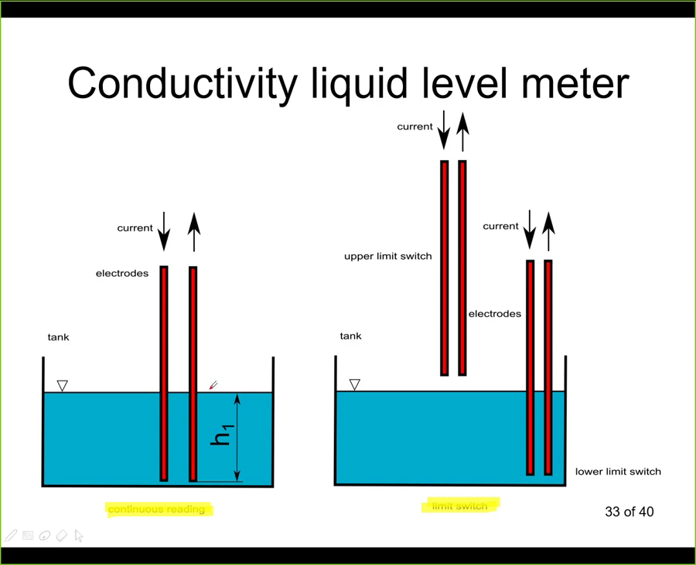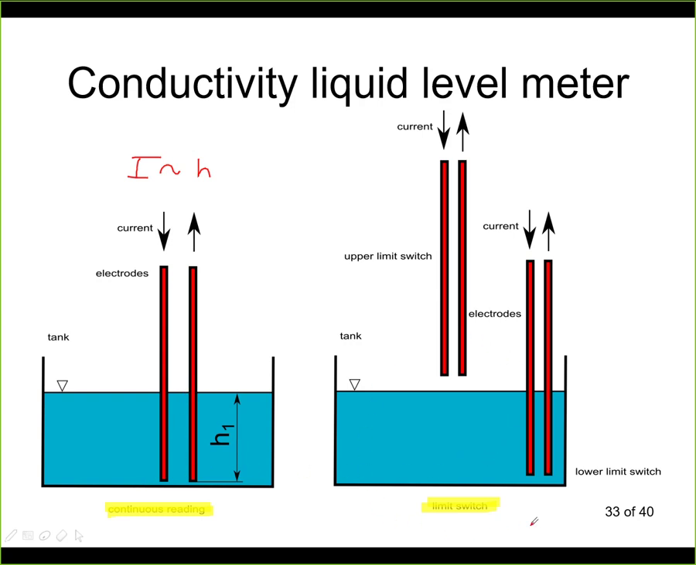Now if H is getting bigger, the conductivity is the same, but the amount of current is changing because we have a larger area here, and therefore the current will be proportional to H. So I will measure current, and now current will be proportional to the liquid level that I want to measure. So I can calibrate this and I can get continuous reading.